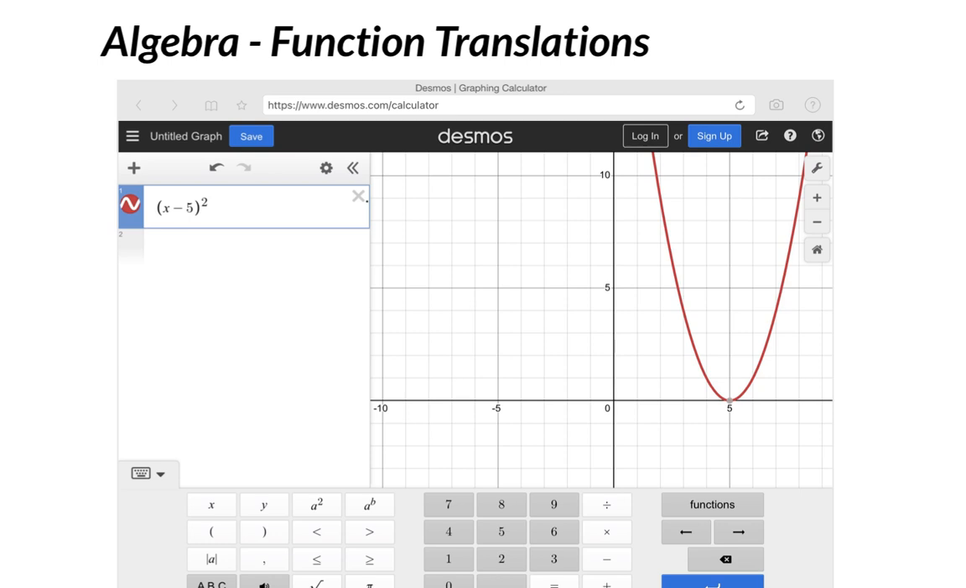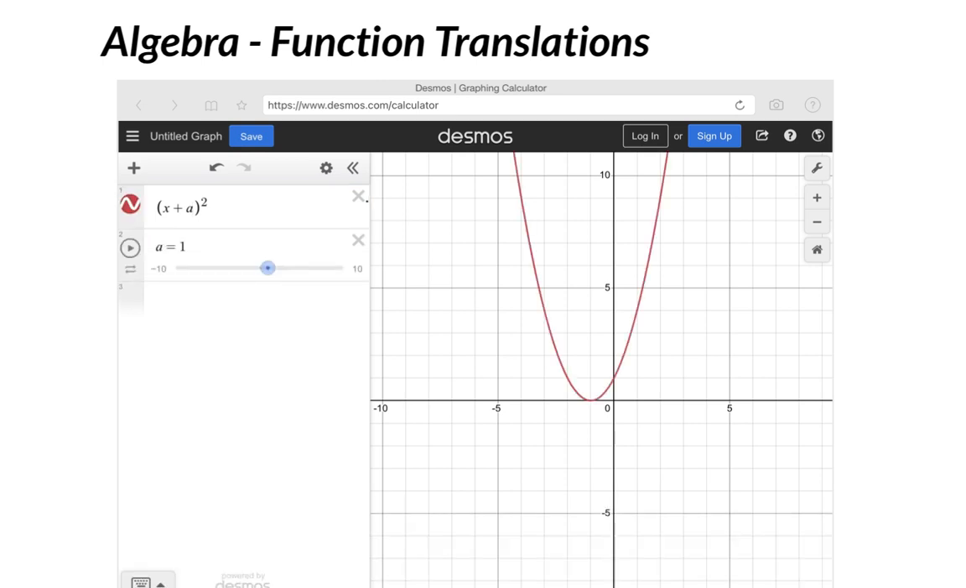Okay, so let's change this a little bit. Let's say, what if it's minus 3? So you see it moved 3 units. So hopefully it makes sense. If I put a plus, it shifts in the negative direction. Like that. So again, if I add a letter there and add a slider, and that thing moves, it's like that. If it's adding a number, it moves to the left. If it's subtracting a number, it moves to the right.